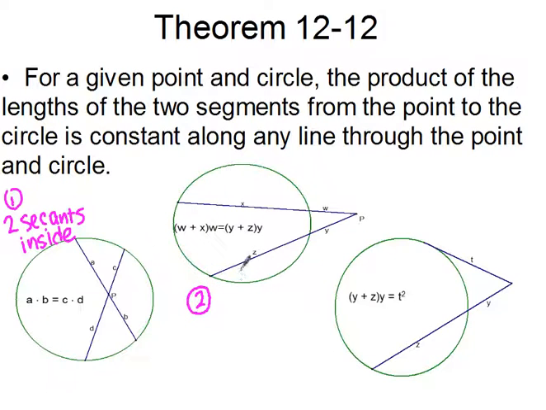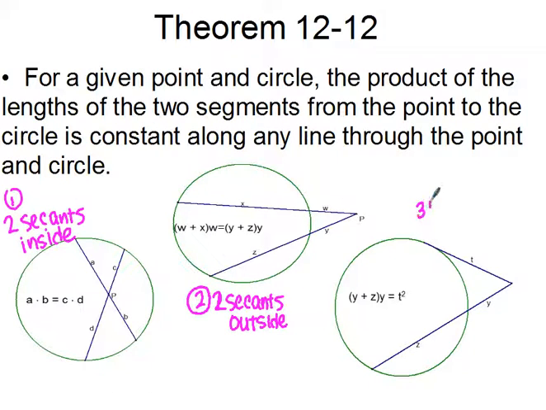Case number 2. This is two secant lines, and they cross outside the circle this time instead of inside. So this equation reads the length of the whole line, so w plus x times the piece on the outside equals y plus z, the whole segment, times the piece on the outside. Okay, that's why I said you got to follow the picture.